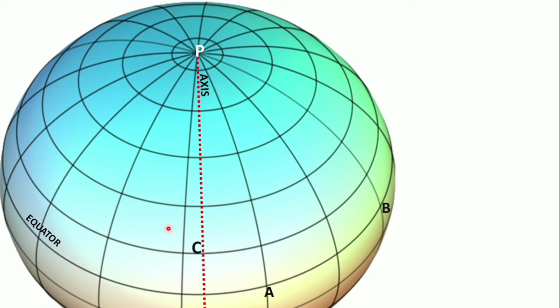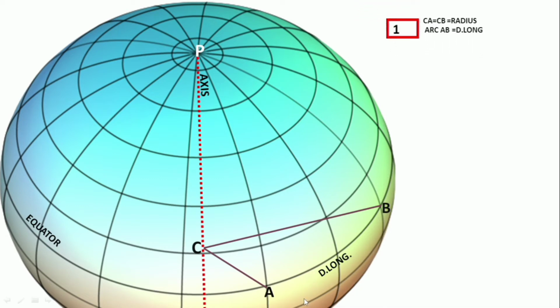Here C is the center of the Earth, and two points on the equator. When you are measuring the arc of the equator, that is called D.LONG, as per the definition of D.LONG. And CA and CB are the radius of the Earth.